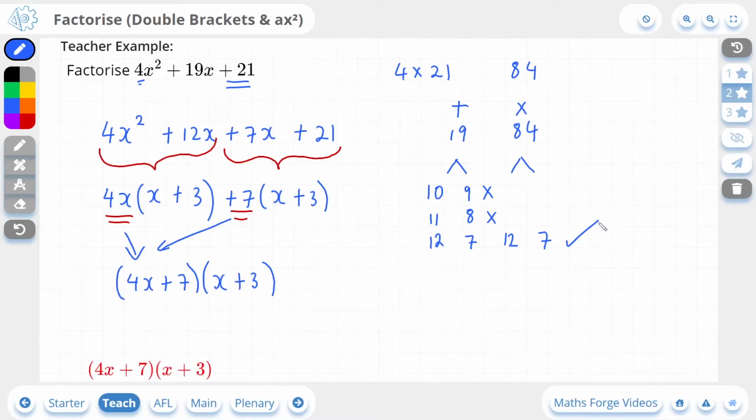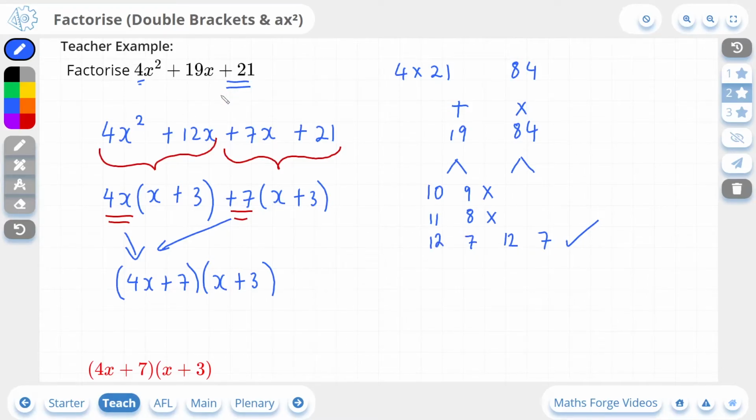If we check our answer, there it is. So I'll just very quickly go over that again. Step 1, multiply your coefficient of x squared, so this 4, by your constant, this 21. This gives us 84. Find two numbers that multiply to give you 84 and add to give you this central term here, 19. And we went through the numbers, we called them our magic numbers, and we found the numbers to be 12 and 7.